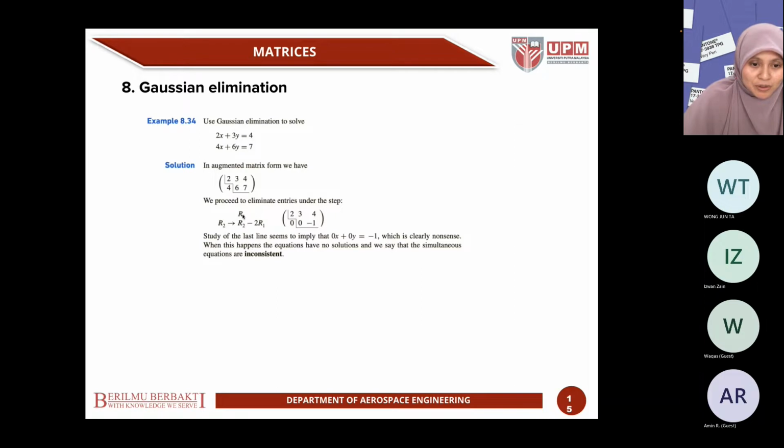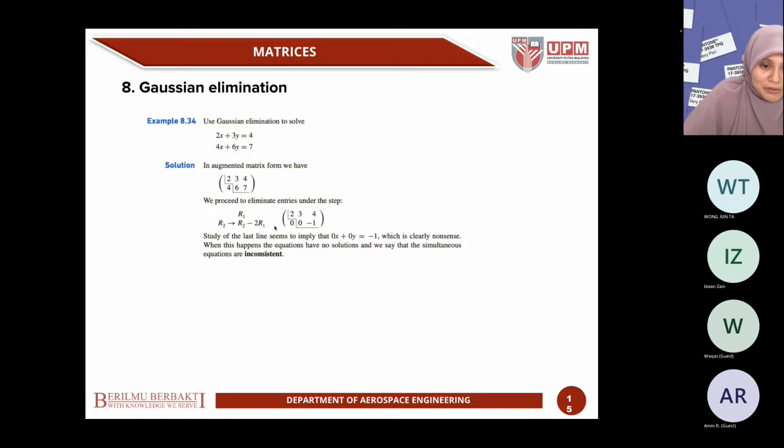The first row we call R1. We just leave it like that, and then we look at the second row. For Gaussian elimination, the aim is to get 0 in the second row, or the third row if you have a 3 by 3 system. The objective is to get 0 for the second and the rest of the rows.